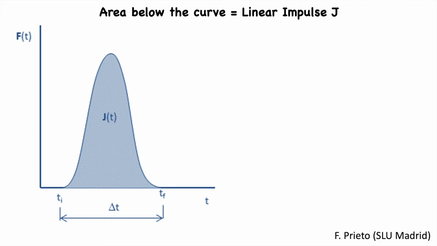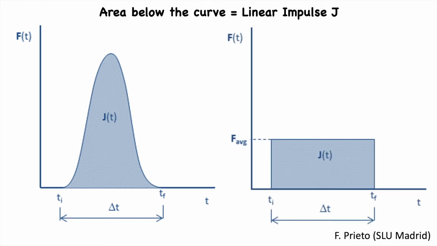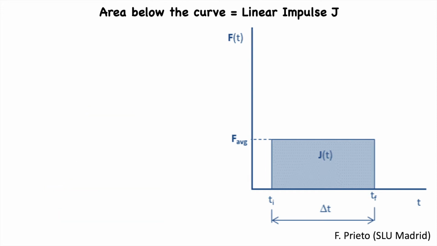As you can imagine, the shape of the curve can be really complex, so calculating the area below may get tricky. A way to estimate the impulse is by considering the average force acting on the ball. If we plot this average force over the same time interval, we get a rectangle. The area of this rectangle is the same as that of the real force curve over the same interval. And so, we can calculate the linear impulse as the product of the average force and the time interval.